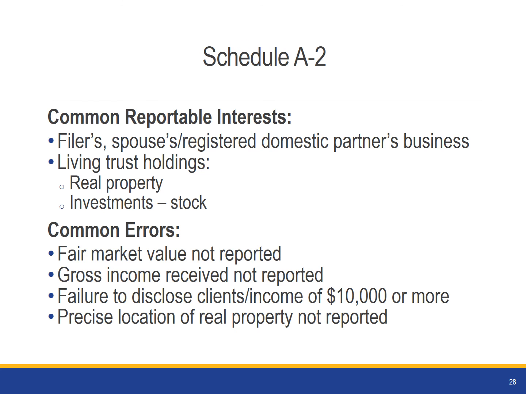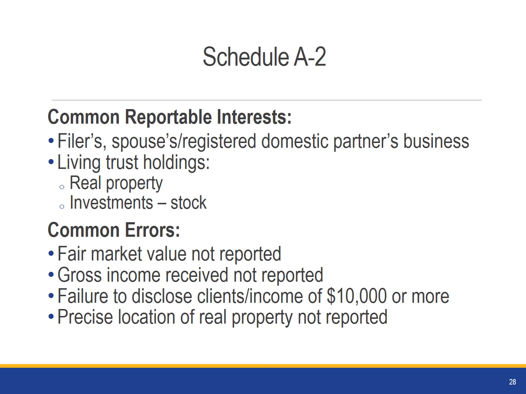Schedule A2 is used to report investments with a fair market value of $2,000 or more in which the filer's ownership interest is 10% or greater. This includes a spouse's or registered domestic partner's investments. It is also used to report trusts.